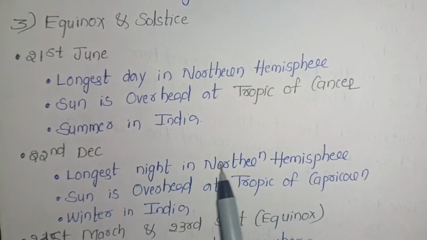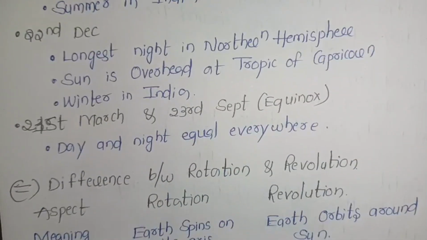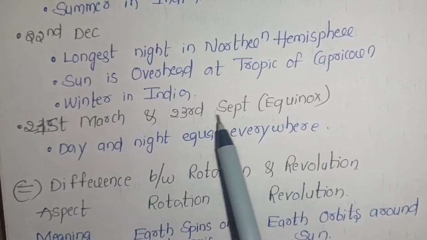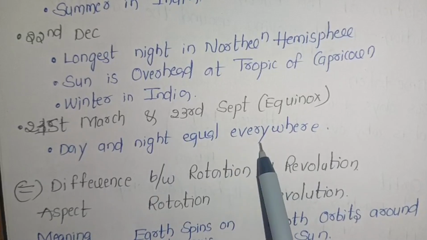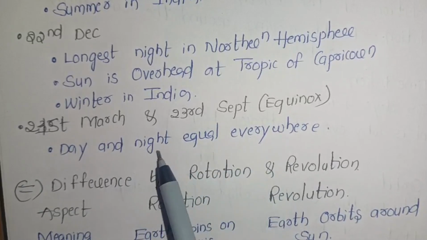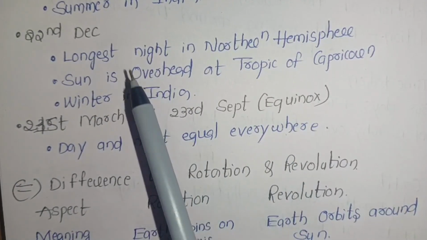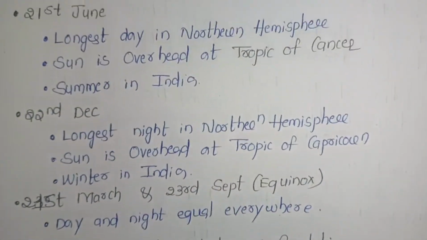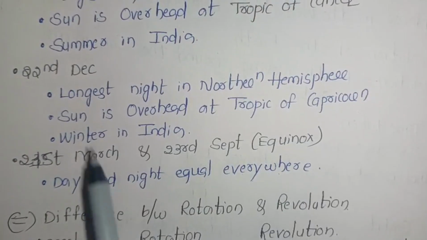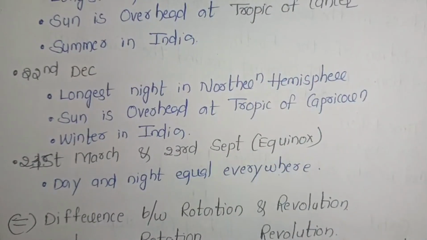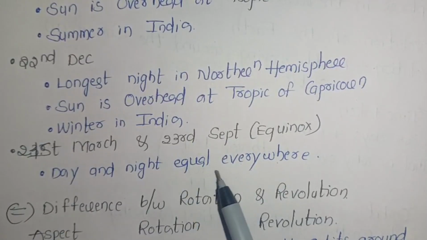It is the longest night in the northern hemisphere, 22nd December. The other dates are 21st March and 23rd September. Here there is equal day and night everywhere, in the northern hemisphere and in the southern hemisphere. I hope you understood. First, 21st June is the longest day in the northern hemisphere. 22nd December is the longest night in the northern hemisphere. 21st March and 23rd September have equal day and night everywhere.